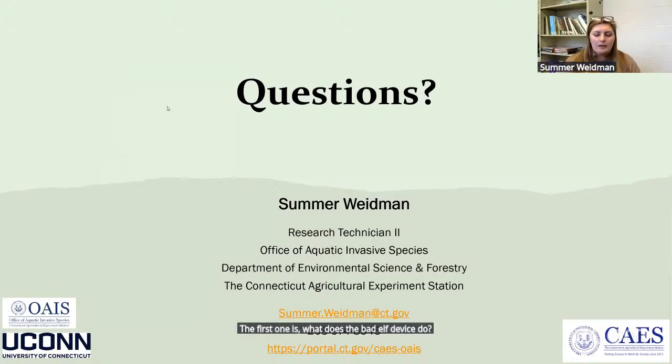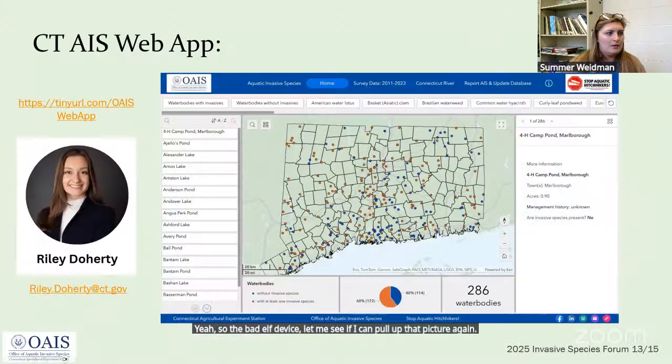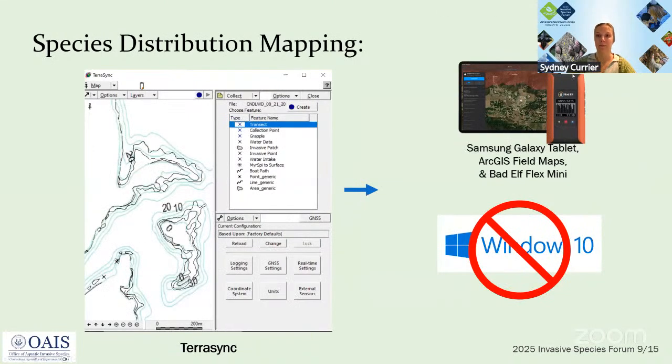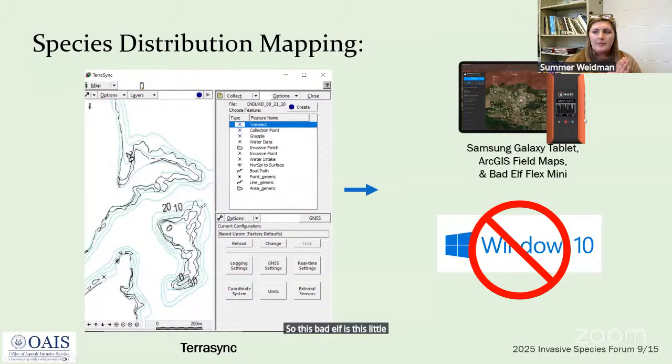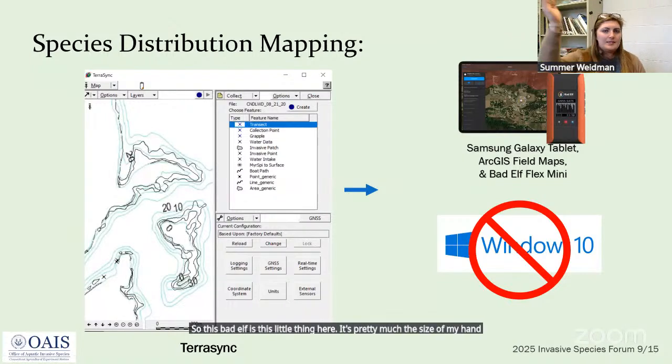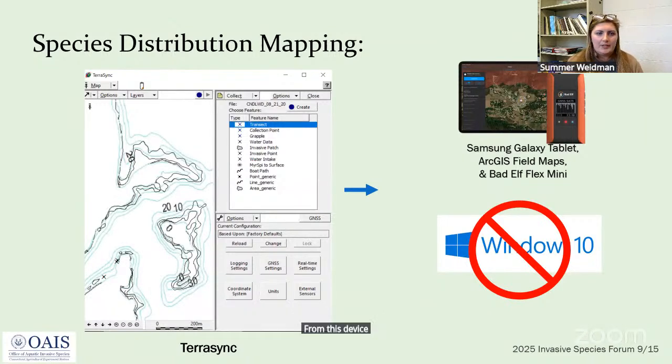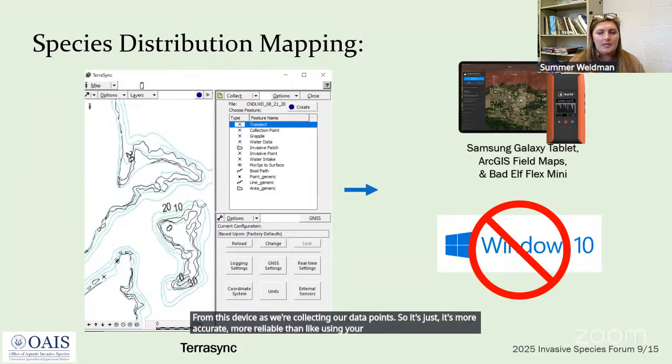Yeah, so the Bad Elf device, let me see if I can pull up that picture again. So this Bad Elf is this little thing here. It's pretty much the size of my hand, and basically it connects to satellite and gives us our GPS units. So we can get our latitude and longitude from this device as we're collecting our data points. So it's more accurate, more reliable than using your phone, because we can get within centimeter accuracy, and it is more reliable where cell service may lack.